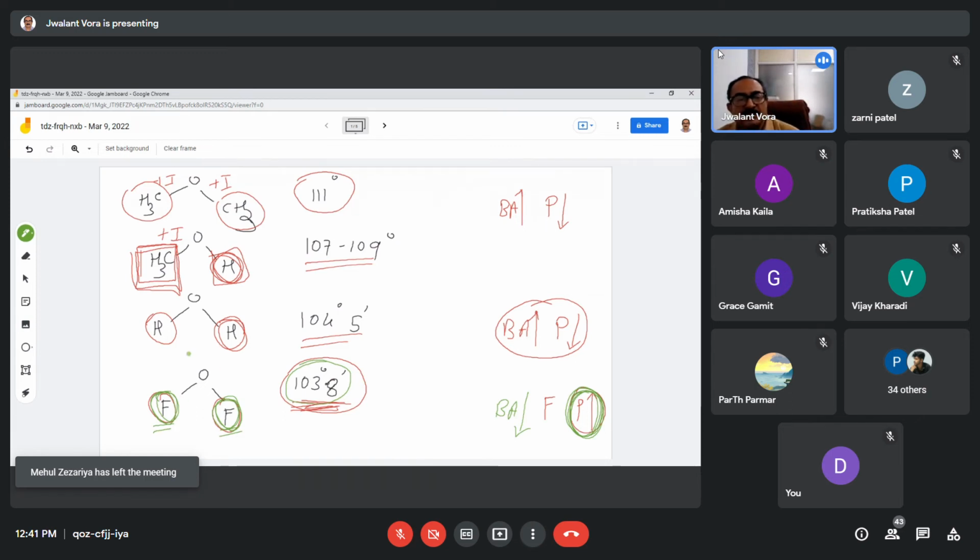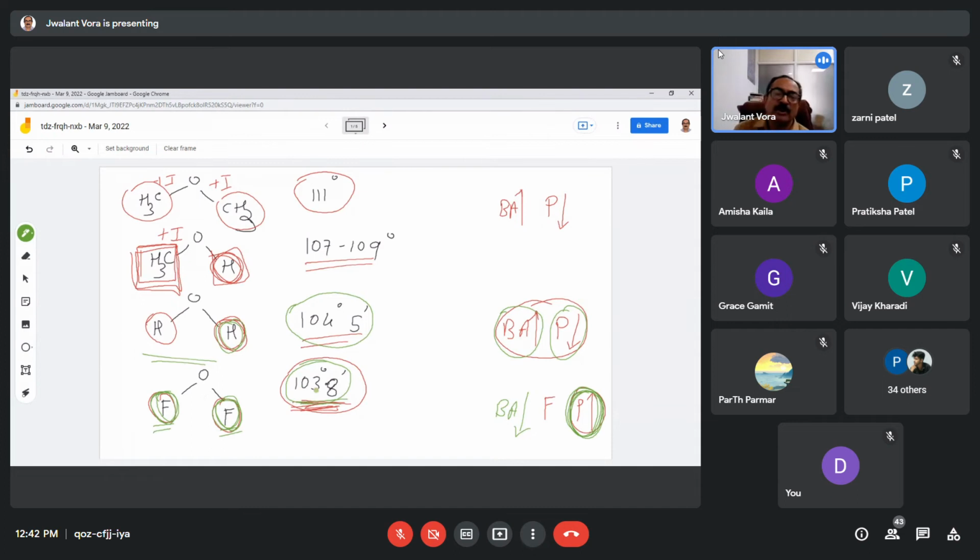Now coming back to the second molecule, the water molecule, in which instead of the two fluorine atoms, two hydrogen atoms are there. We know that hydrogen atoms are less electronegative. With a less electronegative substituent like hydrogen, the P character decreases, so the bond angle should increase. That is what Henry Bent found out. From 103.8, it becomes 104 degree 5 minute.